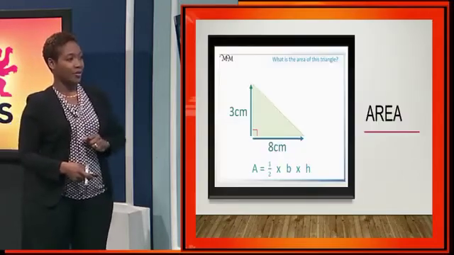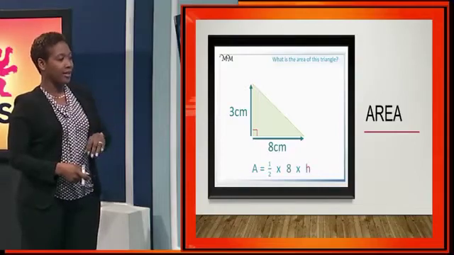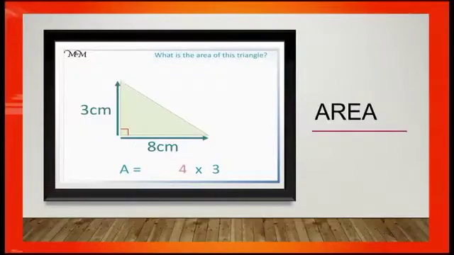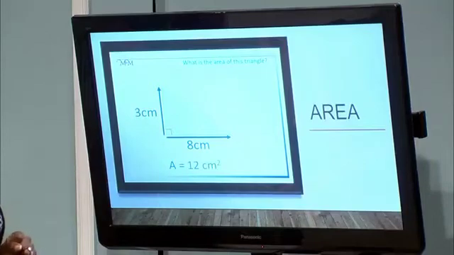Okay, great. So here we have another example, and there's a triangle and there's a little animation taking place there. So let's look at it. You have the base, which is 8 centimeters, the height, which is 3 centimeters.